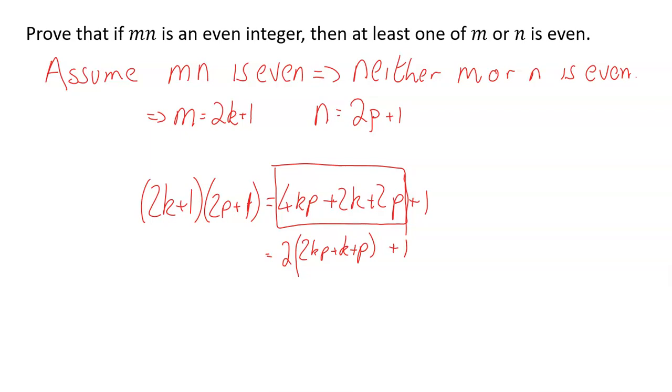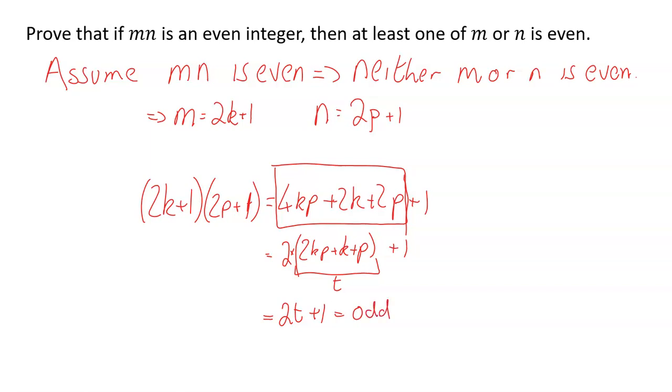Now if I look back at what I did for m and n, 2 times something plus 1 gave me an odd number. Well, in this case, I've got 2 times this whole bracket here. Let's imagine I represent that whole bracket by t. What that means is it takes the format of 2t plus 1, which is an odd value.